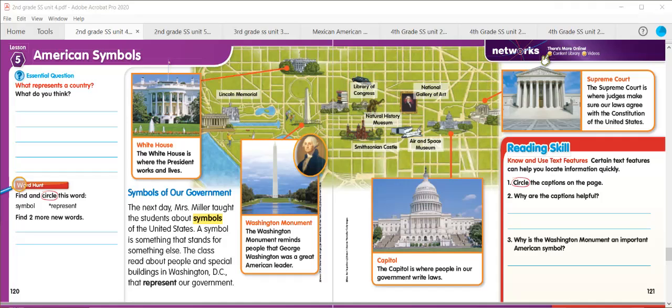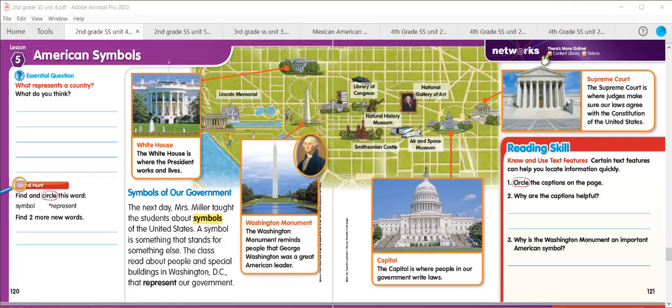The class read about people and special buildings in Washington, D.C. that represent our government. The White House is where the president works and lives. The Washington Monument reminds people that George Washington was a great American leader. The Capitol is where people in our government write laws. The Supreme Court is where judges make sure our laws agree with the Constitution of the United States.